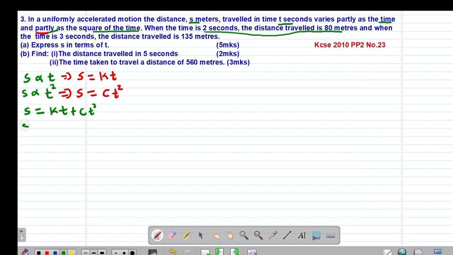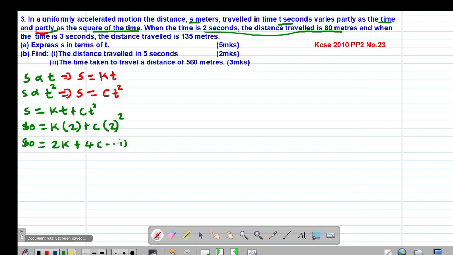So 80 meters, which is our s, will be equal to the constant k, then the time is 2 seconds, so this will be 2, plus the other constant c into 2 seconds, but because it is t squared, this will be 2 squared. So 80 will be equal to 2k plus 2 squared, I'll get 4, so this will be 4c. This will be my first equation.